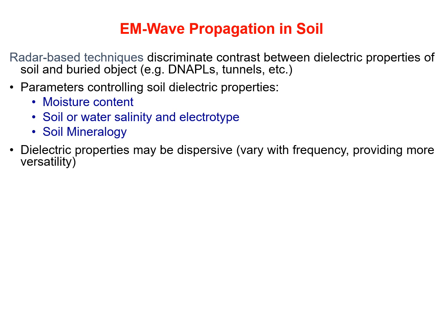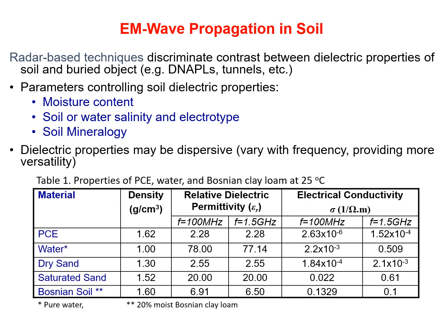Dispersive means their properties are a function of frequency, which, by the way, provides a lot of versatility for radar-based methods. This table shows various materials from PCE to water and dry or saturated soil at different frequencies. You could see relative dielectric permittivity, otherwise known as dielectric constant, or electric conductivity, their values at different frequencies. And you can see soils are dispersive.